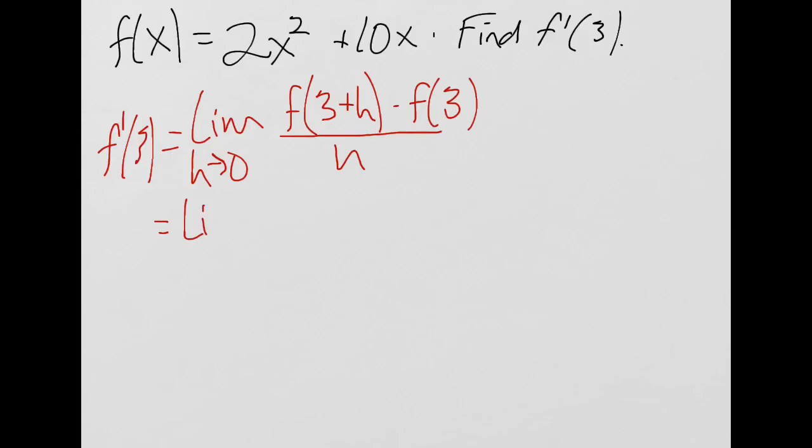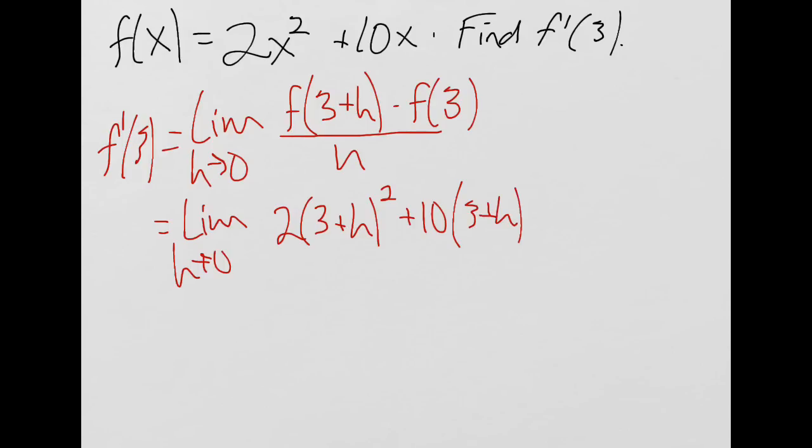So it's equal to the limit as h approaches 0. And remember, I have to keep my limit notation there all the time. So it is 2 times. So now I'm just going to plug this value in for x here, and then subtract this value in for x as well. So as I do that, I get 2 times (3 plus h) squared plus 10 times (3 plus h). That is this part right here.